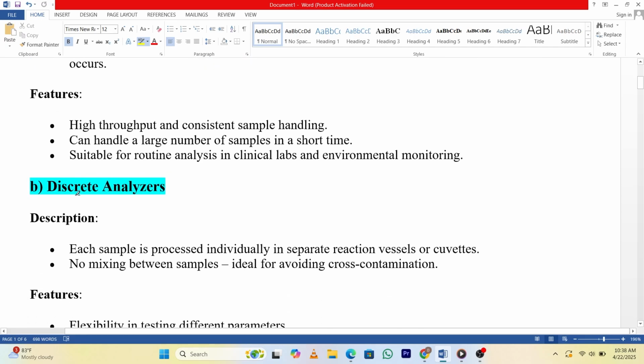Features. High throughput and consistent sample handling. Can handle a large number of samples in a short time. Suitable for routine analysis in clinical labs and environmental monitoring.